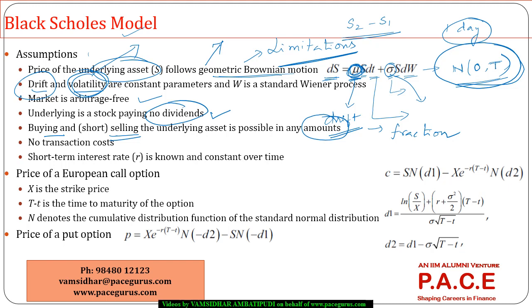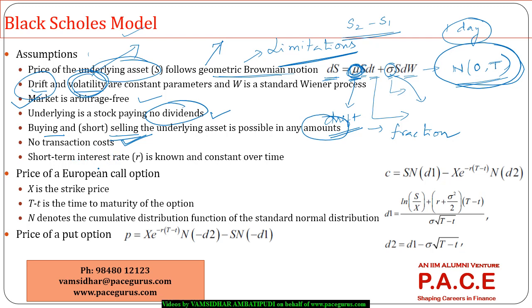Similarly, the model assumes the market is arbitrage free, but in some cases arbitrage opportunities do exist. Buying and selling is typically not possible in unlimited amounts, it can be in fractions, and stocks do keep paying dividends. There are transaction costs, but this model assumes that the transaction costs can be ignored.